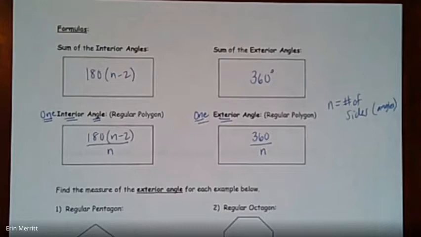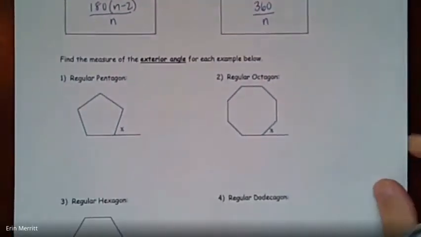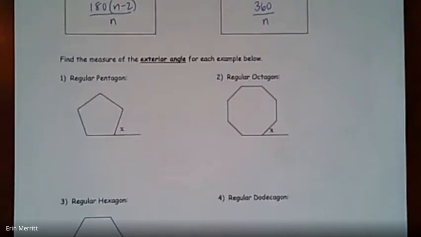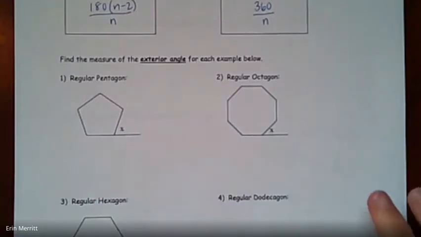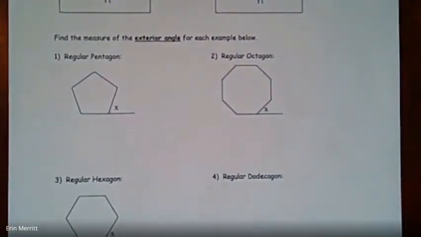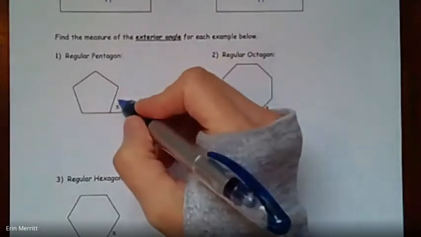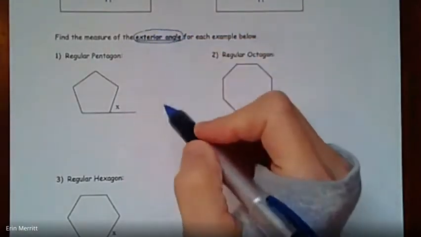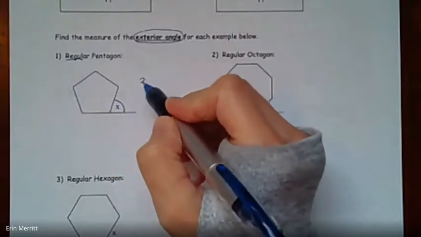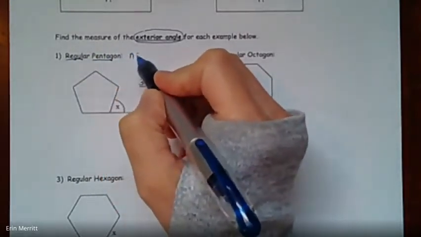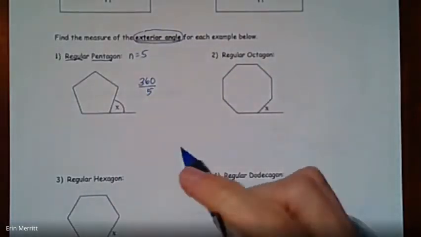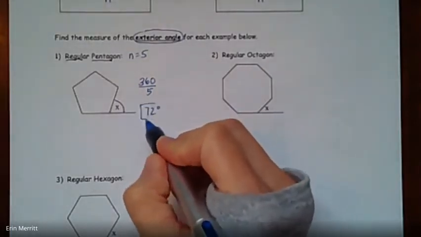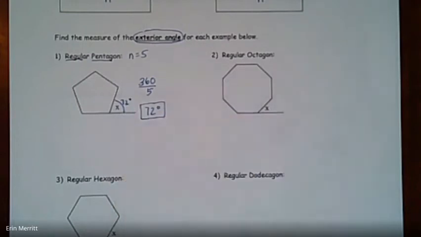All right, so let's try some practice. I hope you have your calculator nearby. It says find the measure of the exterior angle for each example below: regular pentagon, regular octagon, regular hexagon, regular dodecagon. For each one of these, you can use the diagram if there is one, or you can simply use the idea that if we know the exterior angles add to 360, and this is regular, then I can take 360 and divide it by n. Pentagon means n is 5, so divide it by 5. If you grab your calculator, 360 divided by 5 should be 72 degrees. That's the measure of that angle right here.